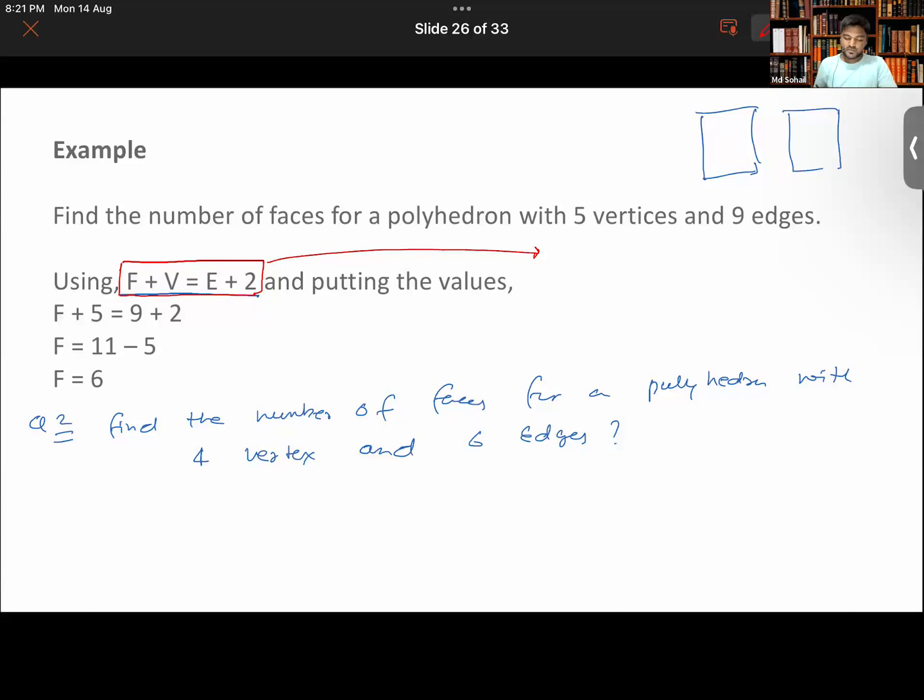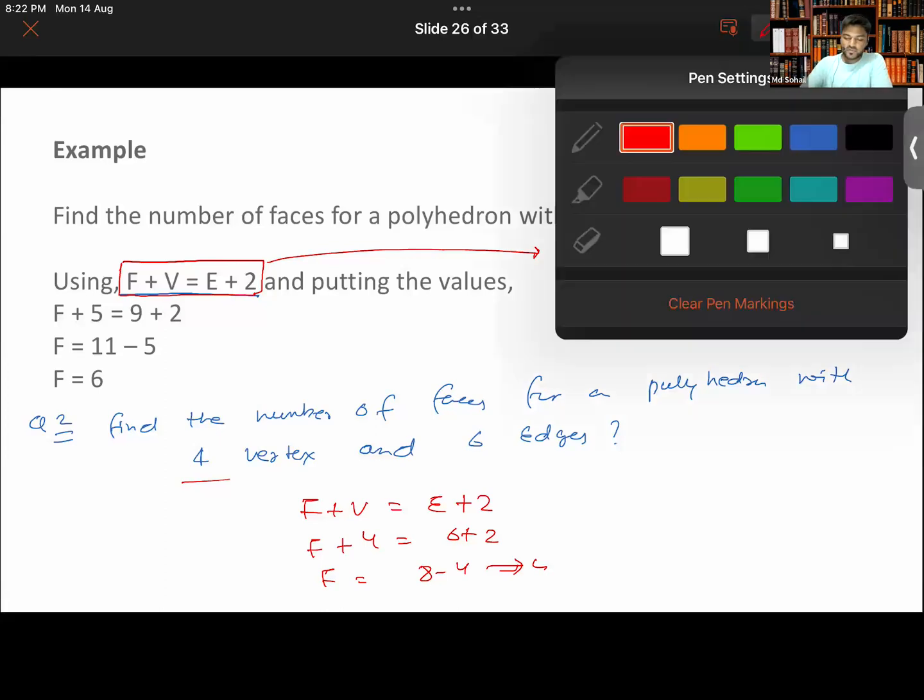So F plus V equals to E plus 2. The values are given here. F plus vertex. How many vertex are there? 4. It's going to be 6 plus 2 over here. So F equals to 8 minus 4. That is 4. Good. So that is basically Euler's formula, and in the upcoming exercise, you will be required to solve it.